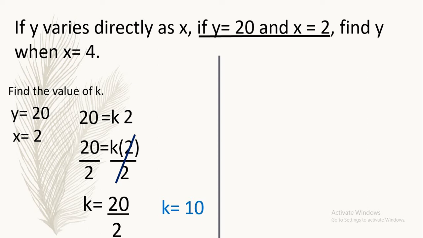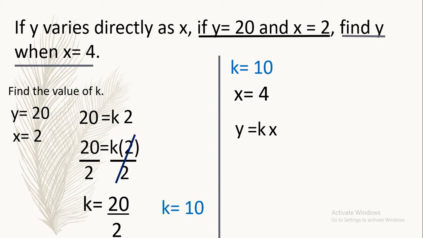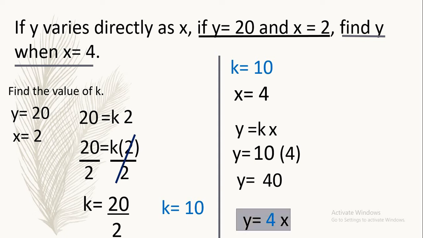So, this time, kaya na natin kunin yung y kapag daw si x ay 4. So, ang ating given ay k is 10 and x is 4. From the equation, y is equal to kx, let us now substitute the value of k, which is 10, and x is 4. So, madali lang siya kasi multiplication lang. So, 10 times 4 is 40. So, your y is 40. And your equation of variation is y is equal to 10x.